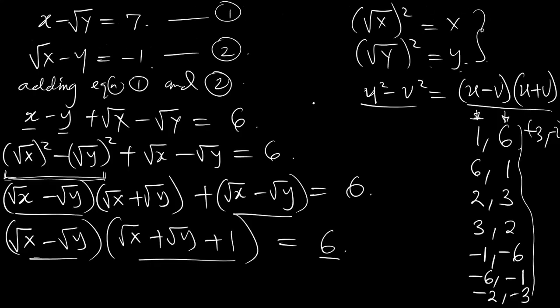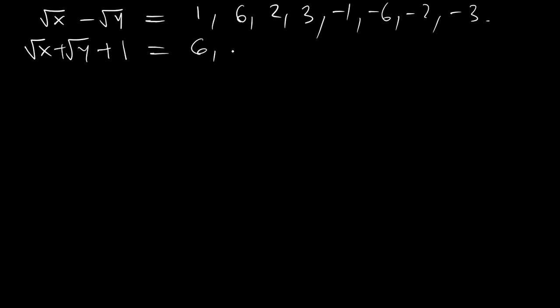This will be 6. Look at it. It's 6. The next one, this is 6. 1, 3, 2, minus 6, minus. So let's do it now. So here, this one will be 6. This is 1. This is 3. This one is 2. This one is minus 6. This one is minus 1. This is minus 3. This is minus 2.